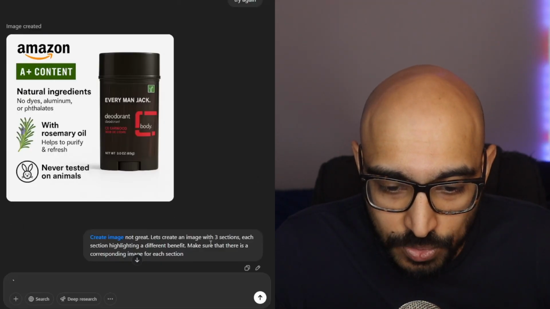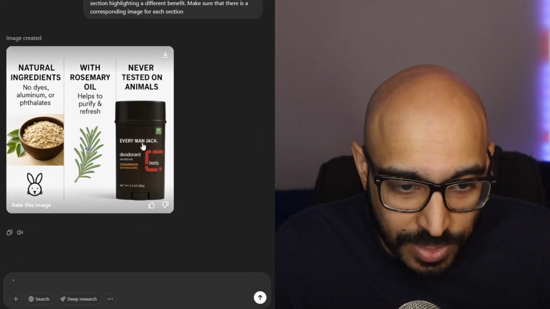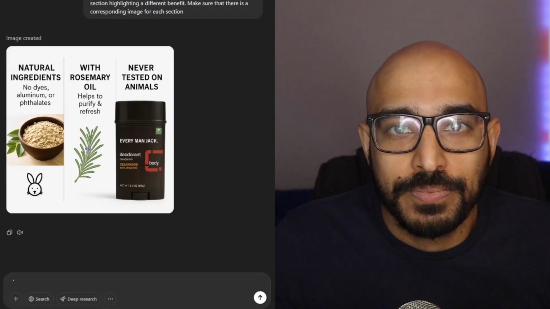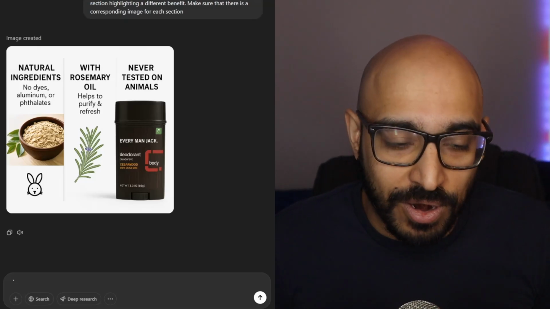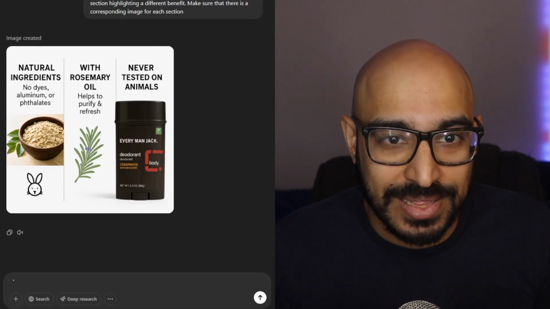saying, let's create an image with 3 sections, each section highlighting a different benefit. Make sure that there is a corresponding image for each section. And this is what it came up with. Again, it's not good. So all in all, I would just give this 1 star for A+ content. It's not good at making A+ content because you can't really make these detailed sections.